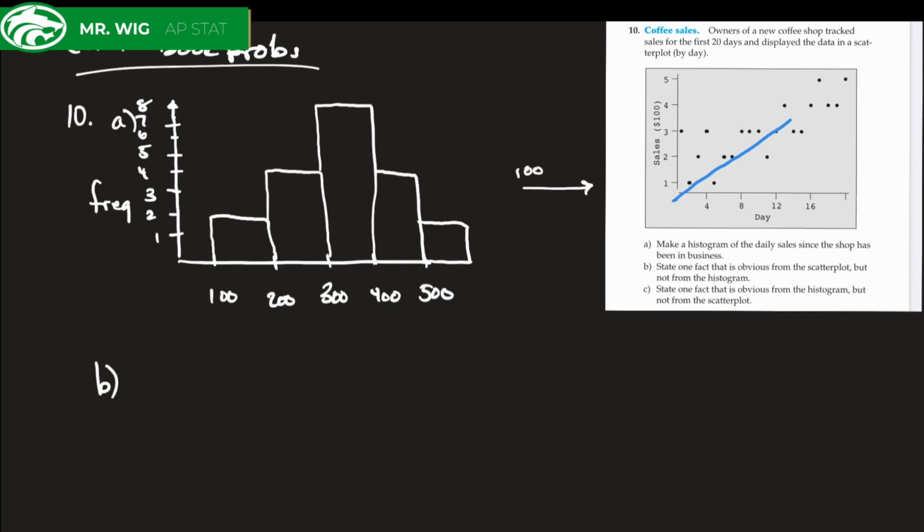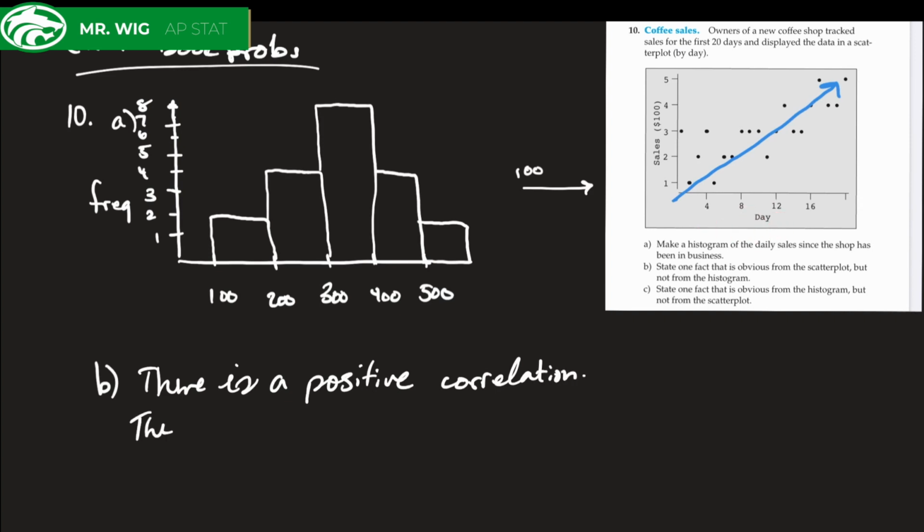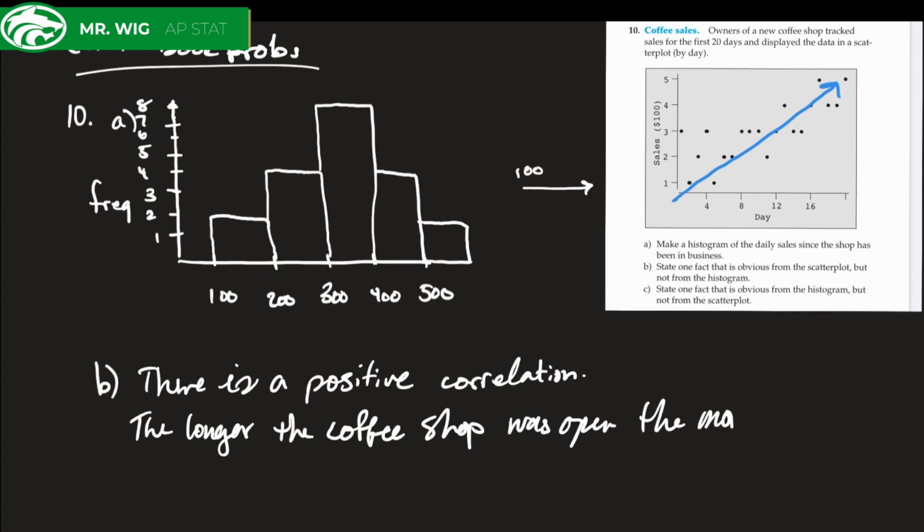All right, part B asks us to talk about some fact that's obvious from the scatter plot, but that's not obvious from the histogram. And you can probably already tell it's the positive correlation or the positive association. As you can look at the dots, we can see how the dots changed over the time, right? Because we have the day as the extra variable. So the longer the coffee shop was open, the more money they made, right? There's a positive correlation or a positive association between the coffee shop and how much money they made per day.